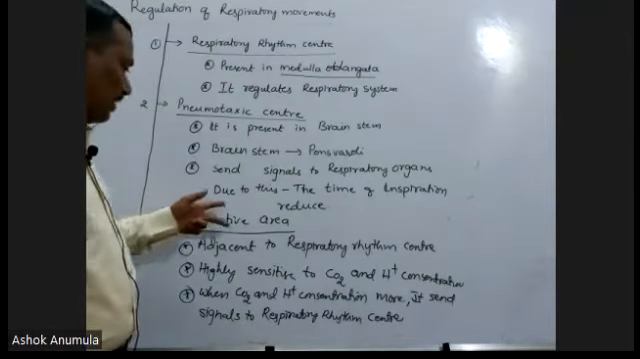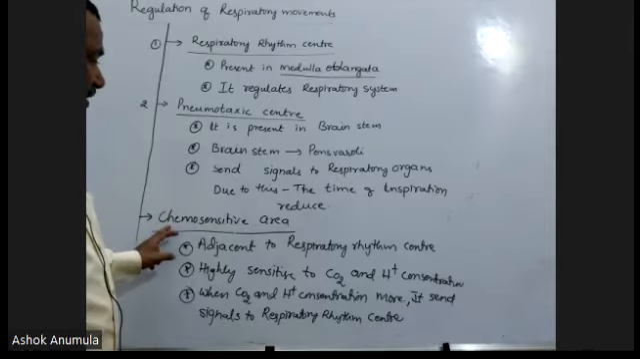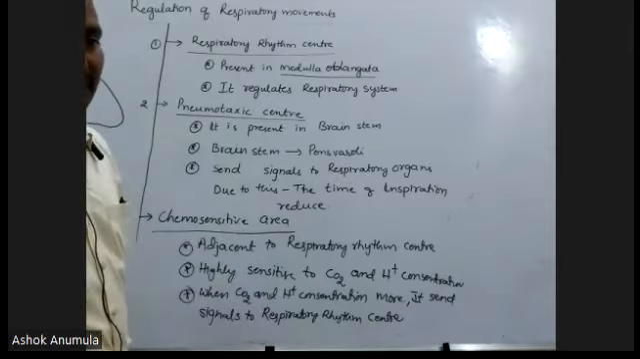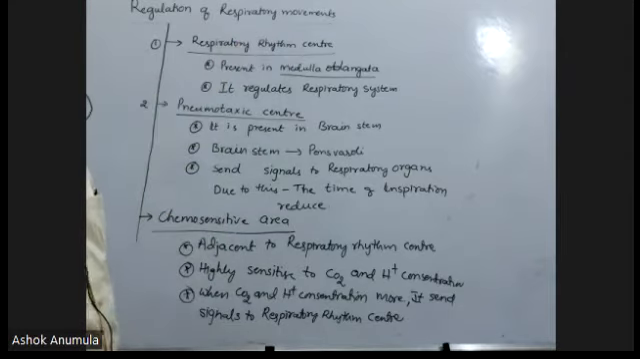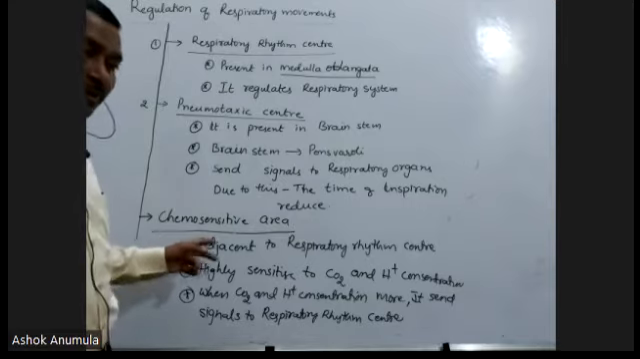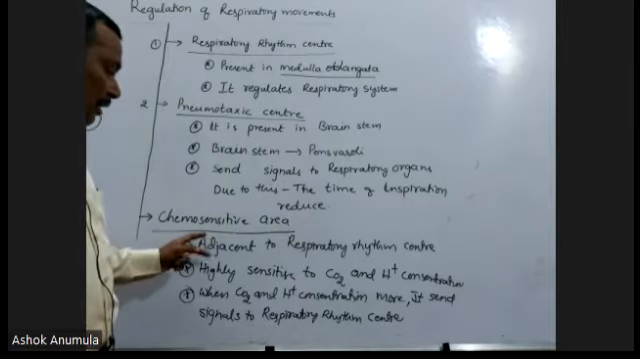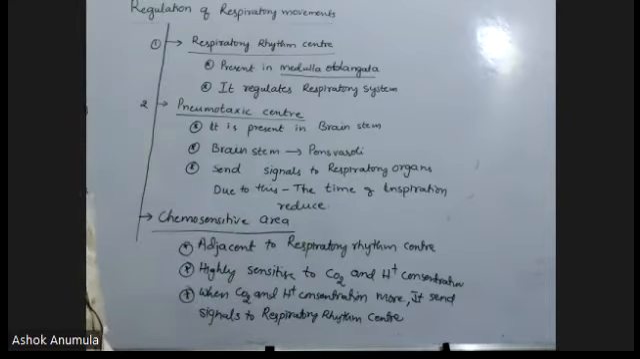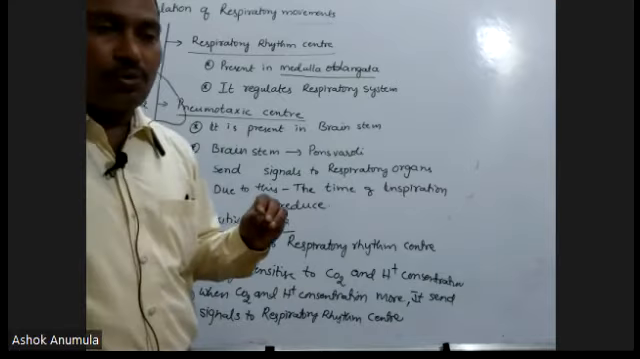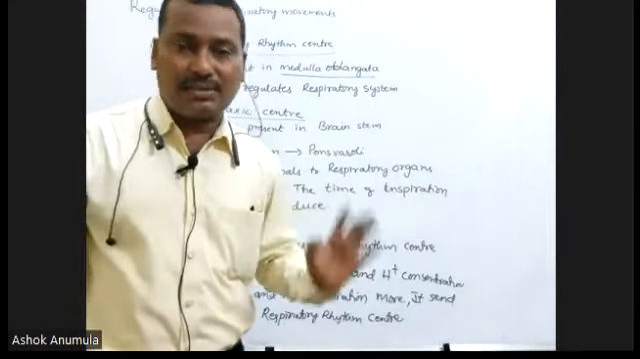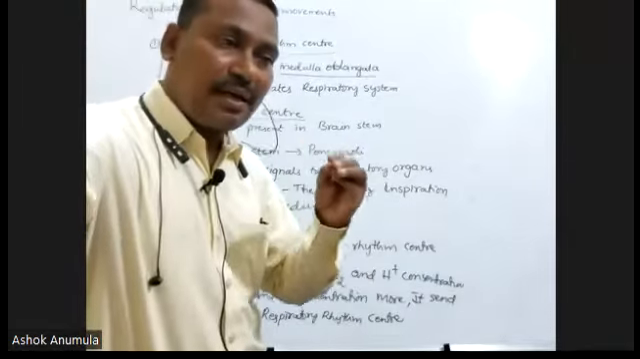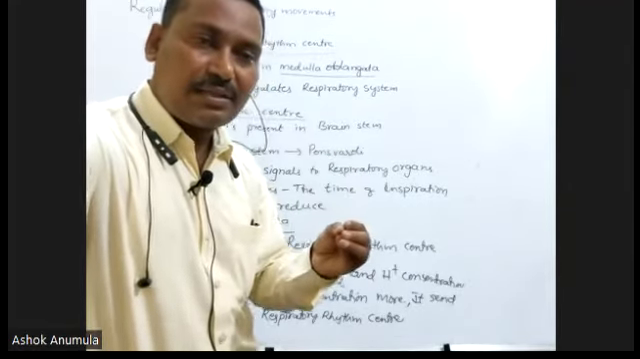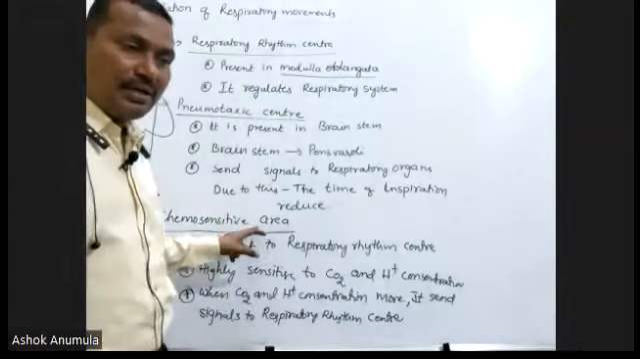And one more thing, the chemosensitive area. The chemosensitive area is adjacent to the respiratory rhythm center. Indirectly, it is also present in the medulla oblongata. You have to remember that the chemosensitive area is adjacent to the respiratory rhythm center and highly sensitive to carbon dioxide and hydrogen ion concentration. If any change occurs in the carbon dioxide and hydrogen ion concentration, the chemosensitive area immediately recognizes it.